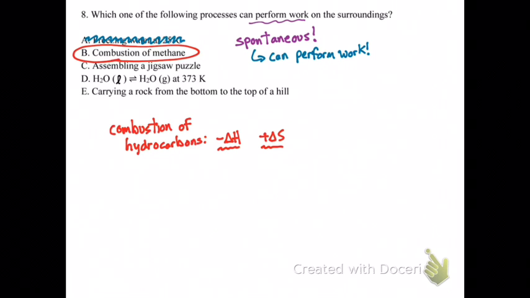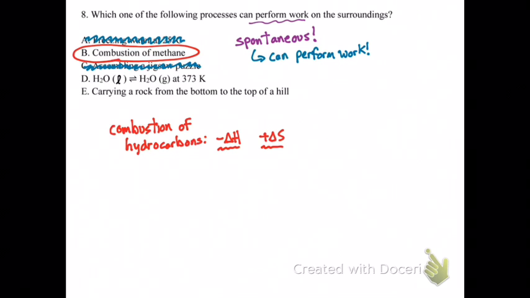In fact, a common example of the combustion of methane is things like city buses. They are powered off of natural gas, which is methane, and the combustion of it allows them to, well, move around, do work, go from place A to place B. Okay, so assembling a jigsaw puzzle, no, that's kind of a silly answer. We would need to put in work to do that.